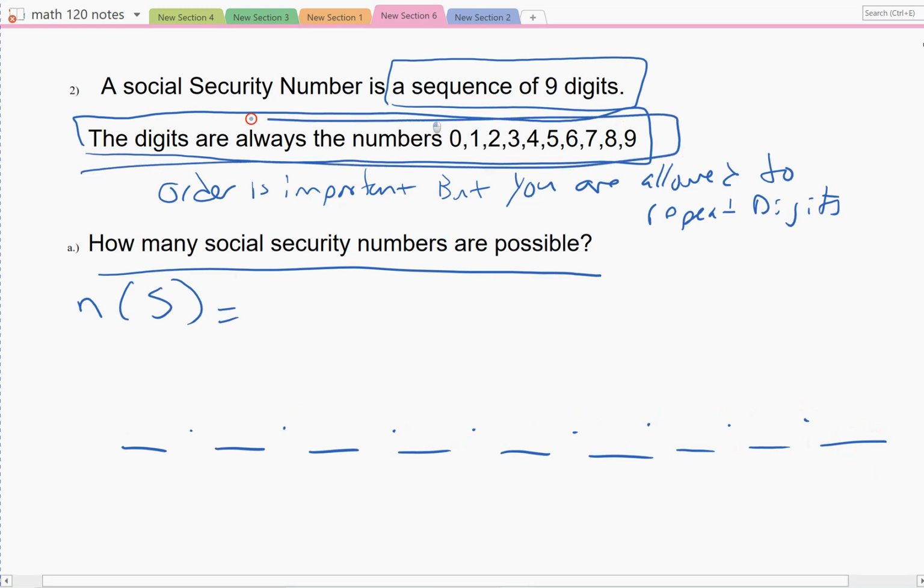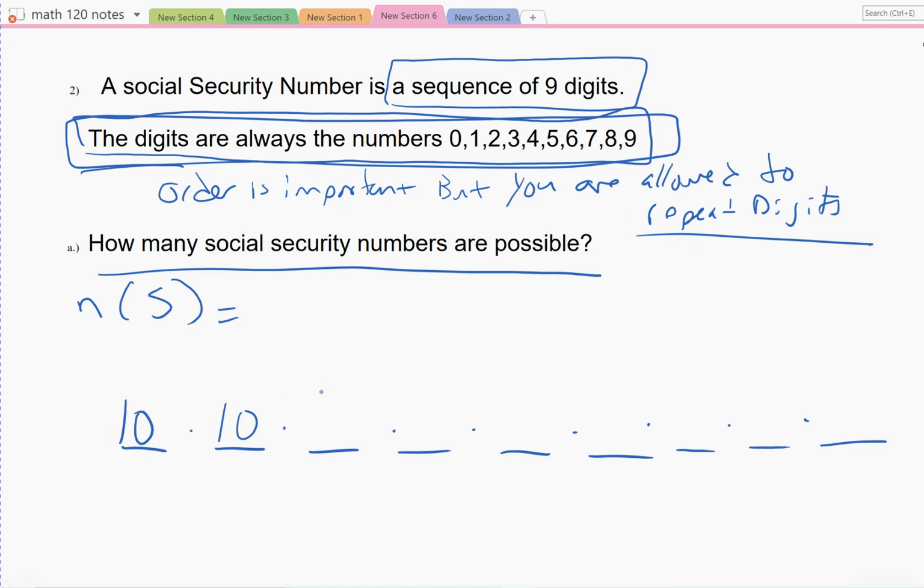Because I can fill in the first spot with any of my digits, so I have 10 choices for the first spot. Well, since I'm allowed to repeat, even if I pick the number 2 for my first spot here, I could pick 2 again if I wanted to. I could have a whole Social Security number with the same number, right? 2, 2, 2, 2, 2, 2, all the way down if I wanted to. They do try to avoid those, but you technically could.